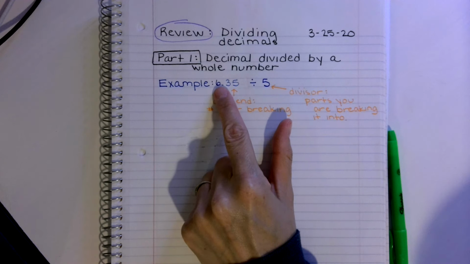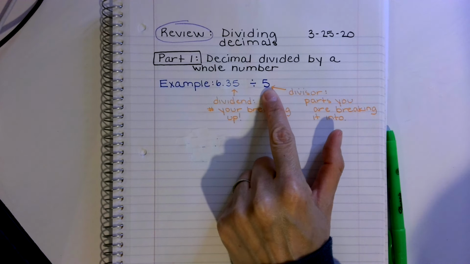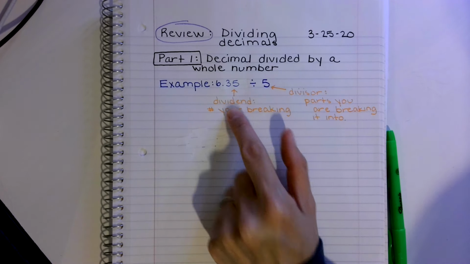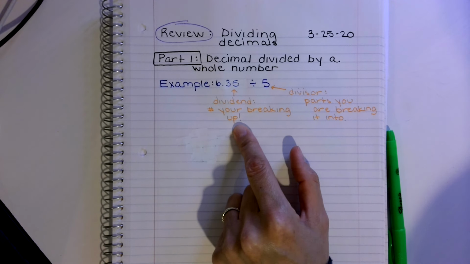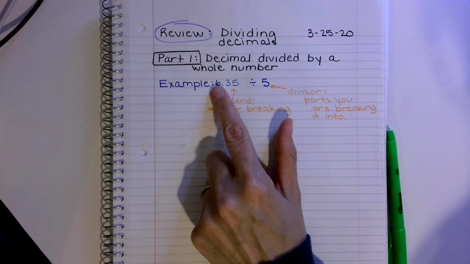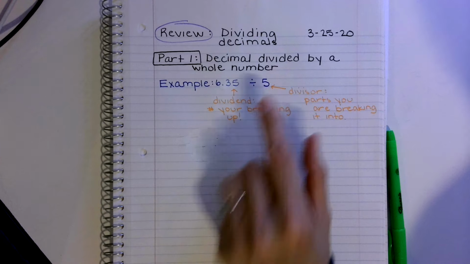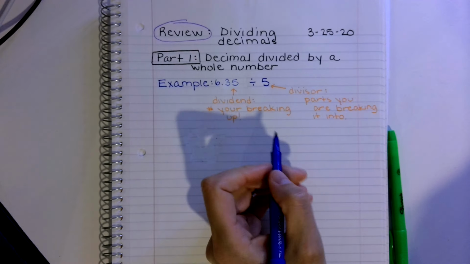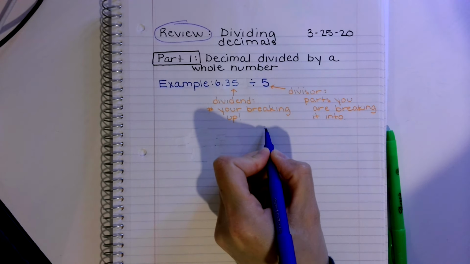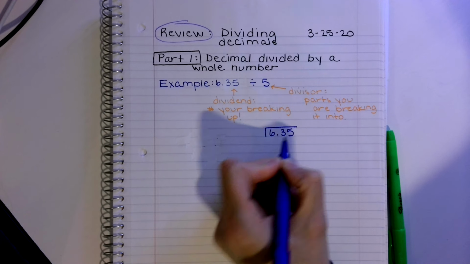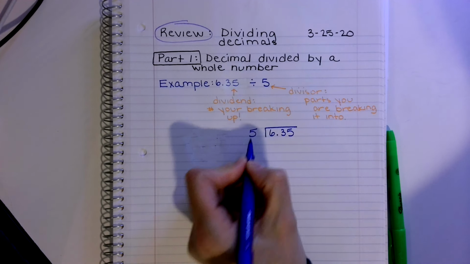And here's your example. We have 6 and 35 hundredths divided by 5. So 6 and 35 hundredths is your dividend. It's the number you're breaking up. And then the 5 is your divisor, the parts you're breaking it into. So you're breaking 6 and 35 hundredths into 5 parts, or 5 groups. So your dividend, your first number here, is the one that goes in your bracket. So we have 6 and 35 hundredths. The divisor is the one that goes on the outside.